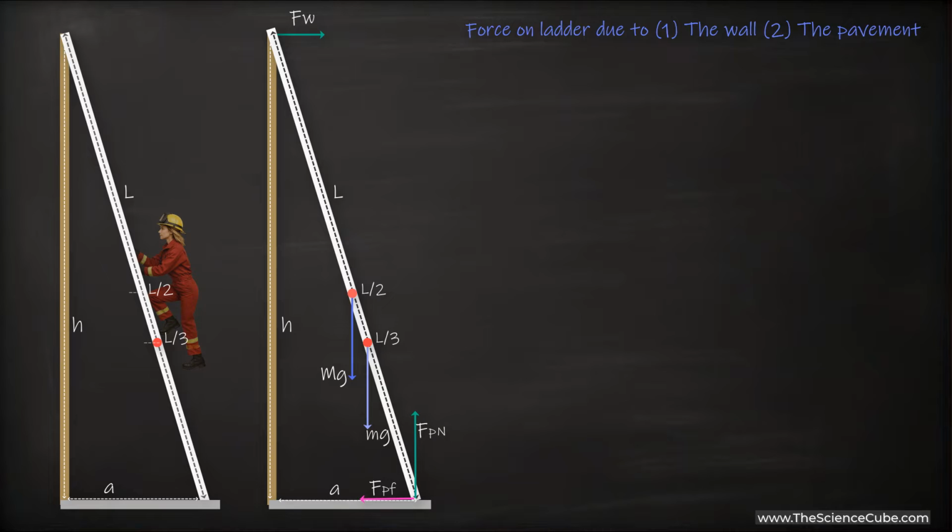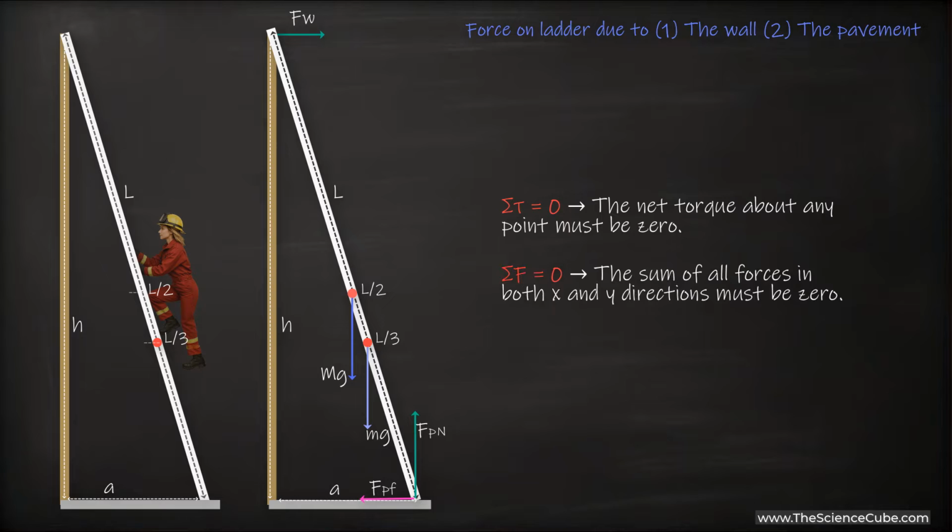So now we are set to apply the equations that are conditions for equilibrium or balance of this ladder firefighter system. And the first one is that the net torque on the system needs to be 0, and the second is the net force on it should also be 0. So when both these conditions are met, we say the body is in static equilibrium.